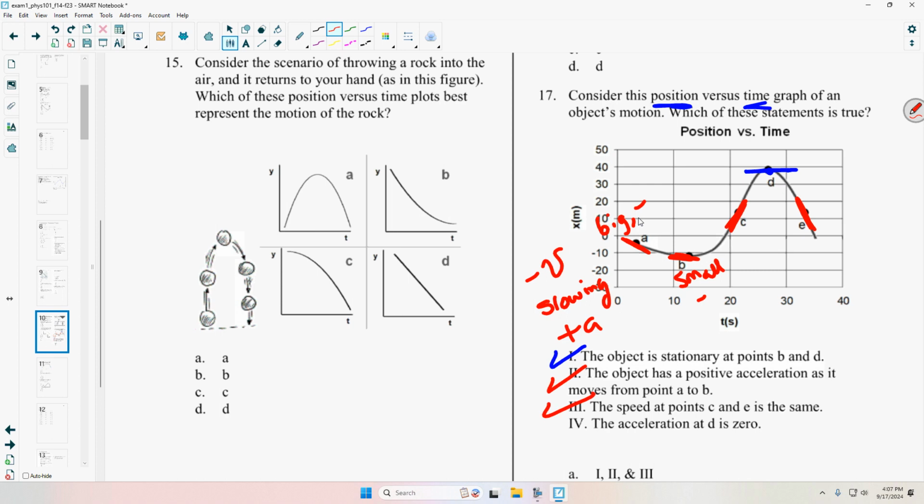And then the acceleration at point B is 0. Oh, I'm sorry, that should be wrong. It's not 3. So 3 is, yes, it is correct, I'm sorry. So the speed at point C and E is the same.